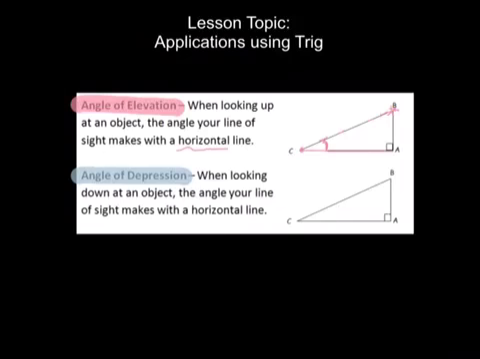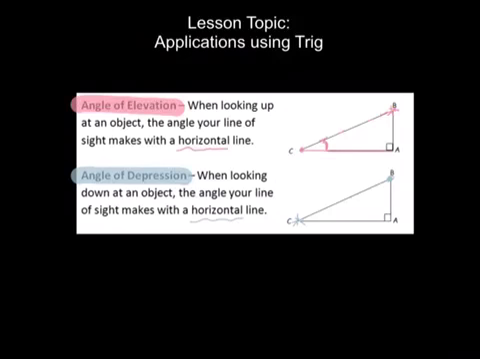But the angle of depression is the one that people make mistakes with. This one says, when looking down at an object, it's the angle your line of sight makes with a horizontal line. Again, with a horizontal line. So now this time, here's you up here, and you're looking down at the object, that's over here. So here's your line of sight looking down at the object, and it's the angle that your line of sight makes with a horizontal line.